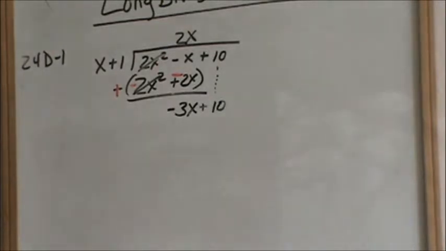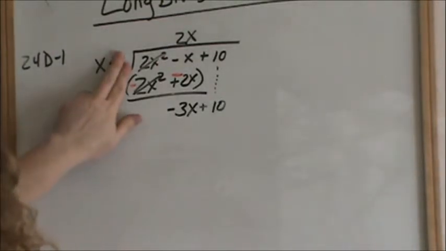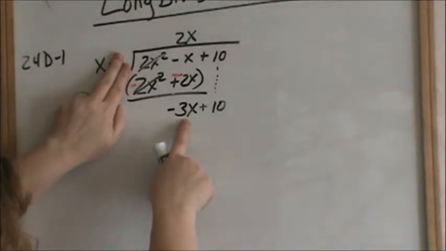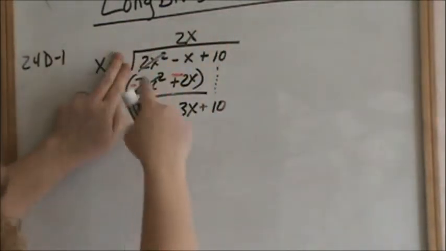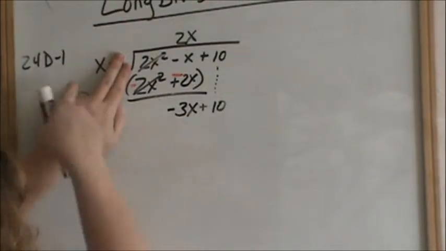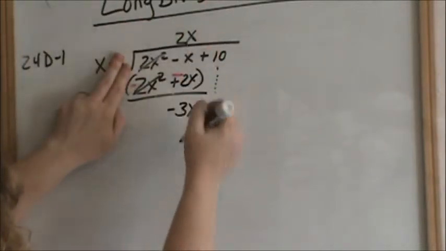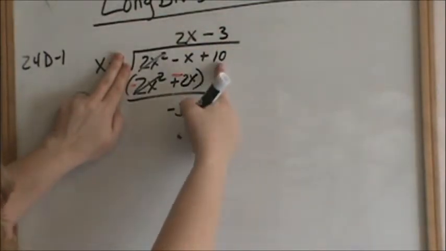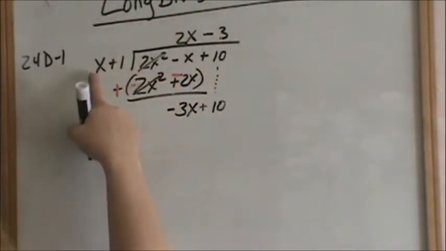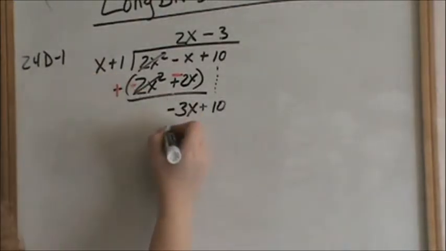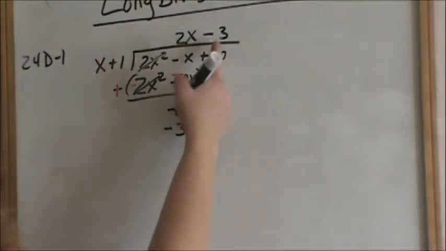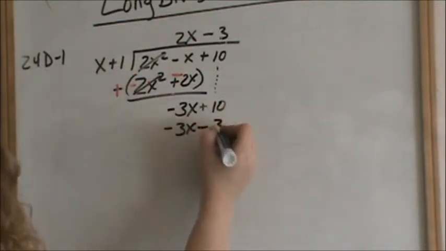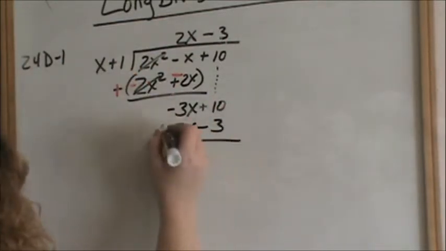Now you're back to dividing. So you cover up your 1, x into a negative 3x. What times x gives me a negative 3x? Well, this x is positive, so therefore this number has to be negative. A negative 3. Line it up over your whole number. A negative 3 times a positive x will give you a negative 3x. A negative 3 times a positive 1 gives you a negative 3. You have to keep up with your signs.